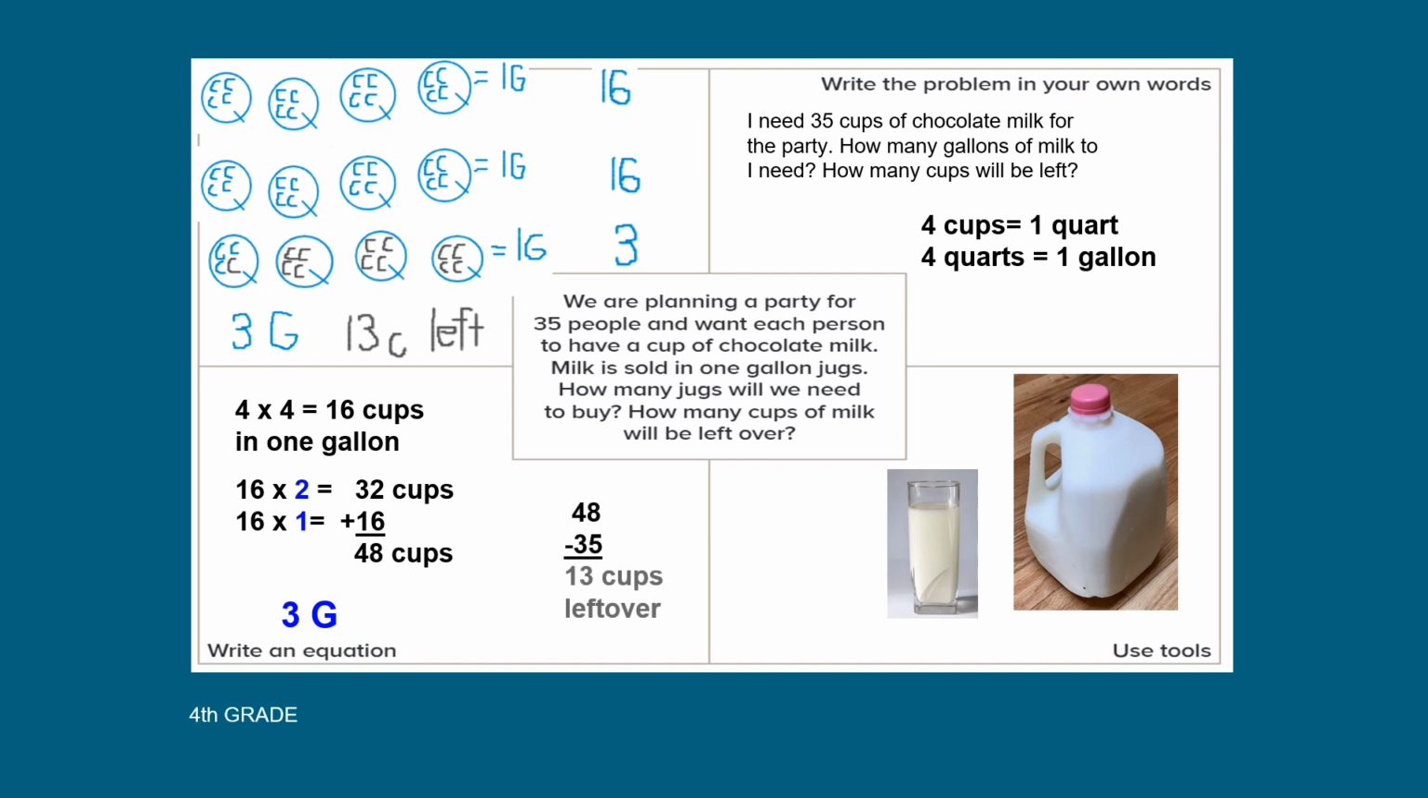To find the leftover cups of milk, I can use the 48 cups in the 3 gallons, subtract the 35 cups I'll use for the party, and see that there are 13 cups of milk left over.